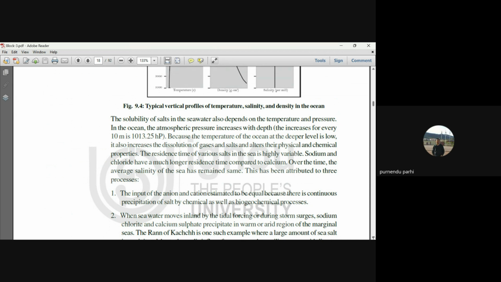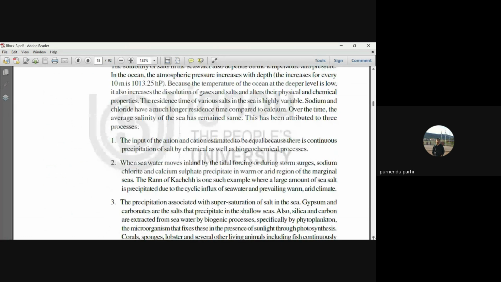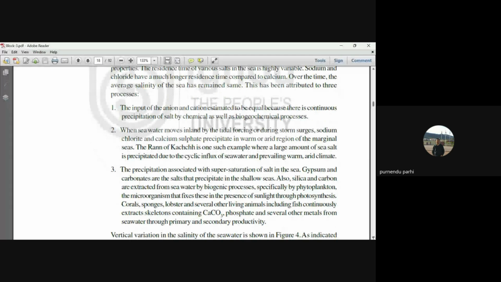Over time, the average salinity of the sea has remained the same. This has been attributed to three processes. The input of anions and cations is estimated to be equal because there is continuous precipitation of salt by chemical as well as biogeochemical processes. When seawater moves inland by the tidal forcing or during storms or surges, sodium chloride and calcium sulfate are precipitated in warm or arid regions of the marginal sea.